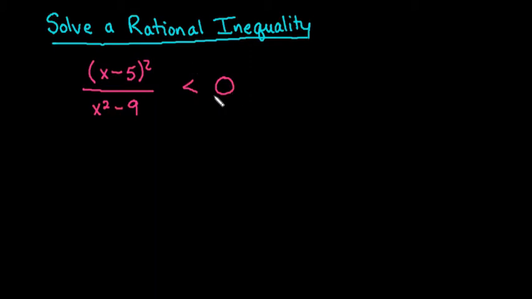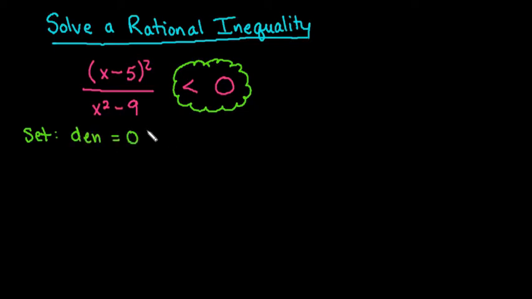Hi, for this video what we're going to do is solve a rational inequality. A rational inequality is looking for all values of x that yield a result less than 0. So we're looking for all values that are negative because we have less than 0. We want to set both the numerator and the denominator equal to 0, starting with the denominator.